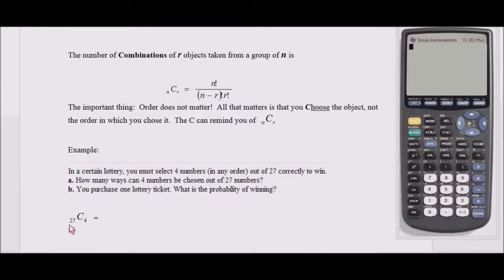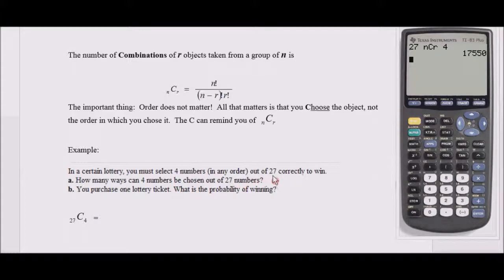So we know that the order doesn't matter. It only matters that we're choosing 4 numbers out of 27. So the way we find that is, remember, you punch in the 27 first, and then you go to math, go over to probability. Now we're using nCr, it's the 3rd item in the list, so let's just punch the 3, and now we enter the 4. So it's always the n number first, and then the r number second. We hit enter. So there's 17,550 different ways to choose 4 numbers out of 27.